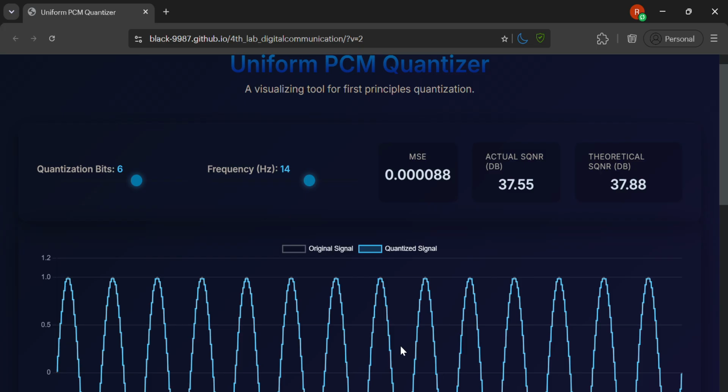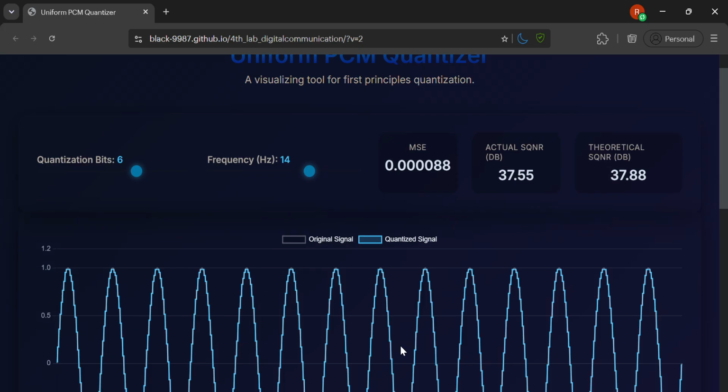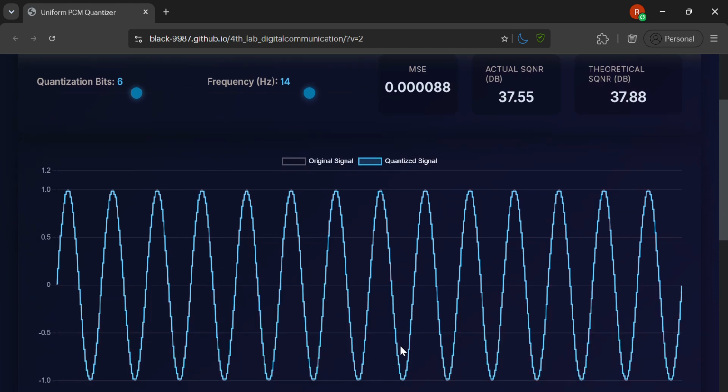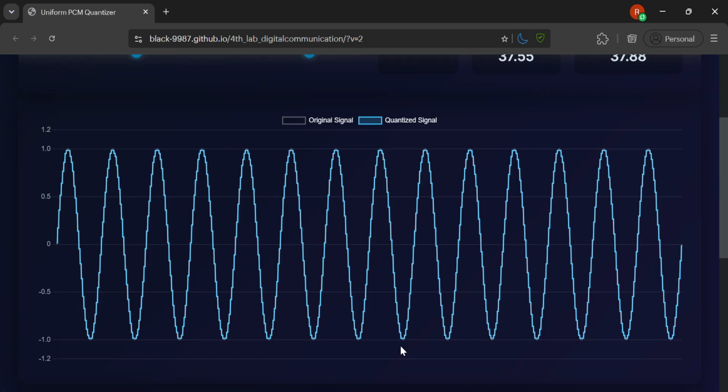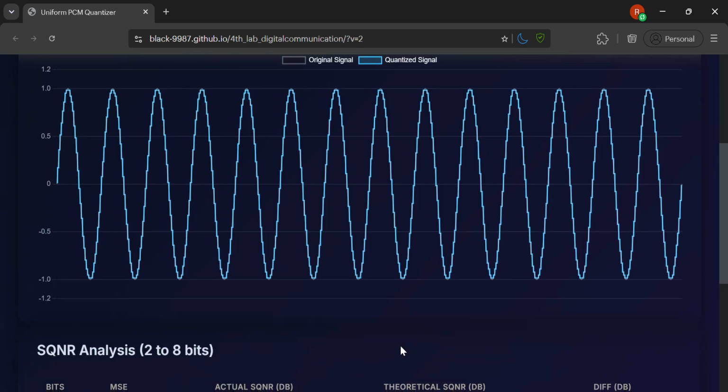After quantization, the simulator calculates the error between the original and quantized signals. From this error, it computes the mean square error and actual SQNR. Finally, it compares these values with the theoretical SQNR and generates the complete analysis table for bit depth from 2 to 8 bits. All of this calculation happens instantly whenever the user changes either slider.